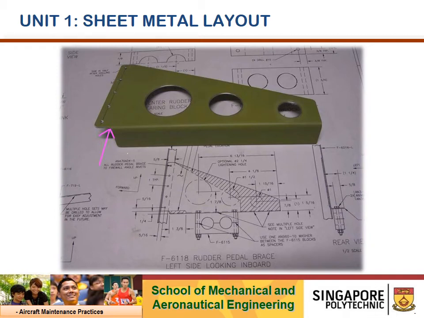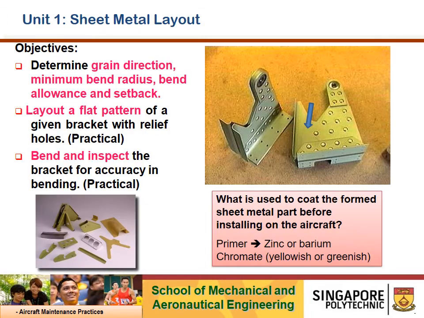Hello, welcome to the Aircraft Maintenance Practices Unit 1 lecture. In this lesson, we will determine the grain direction needed, identify the minimum bend radius, and calculate the bend allowance and setbacks. There will be a practical which requires a flat pattern layout to form a given bracket.